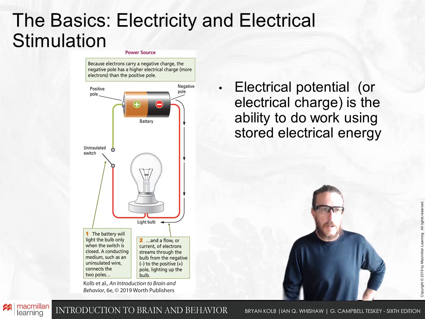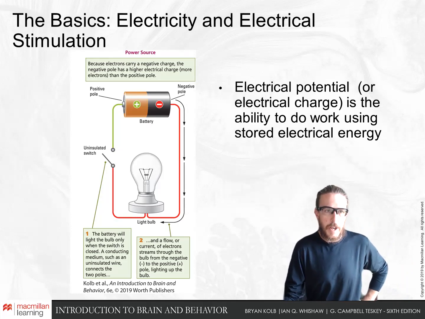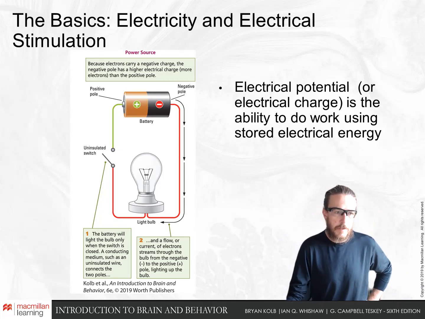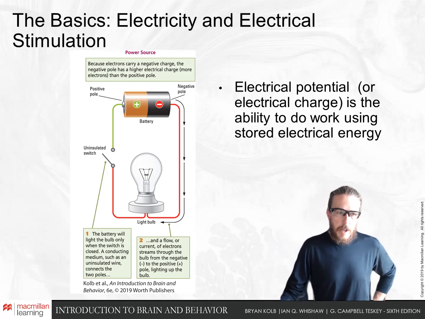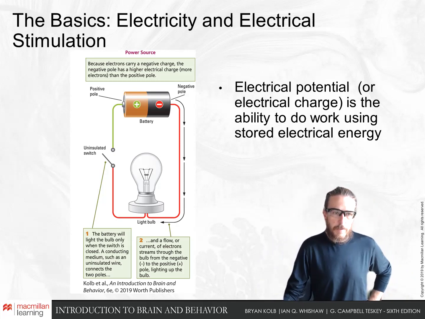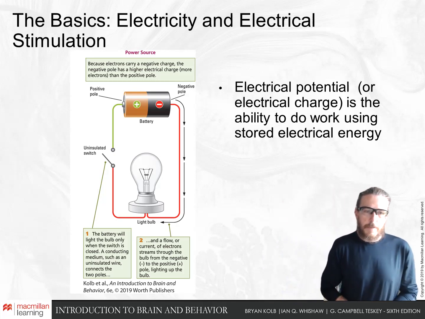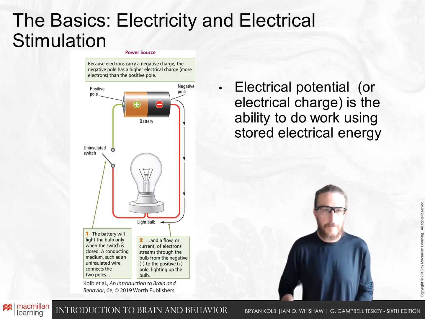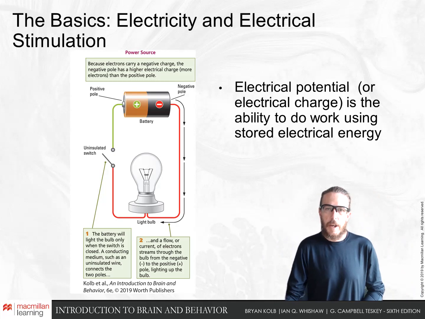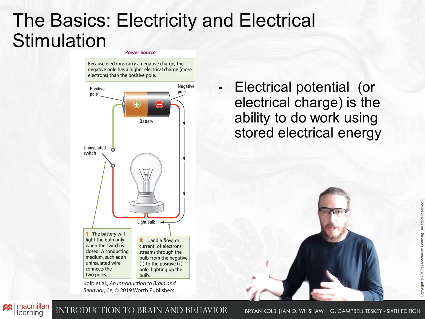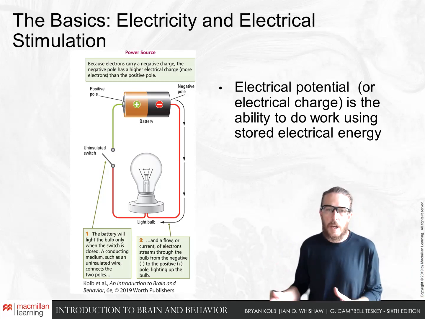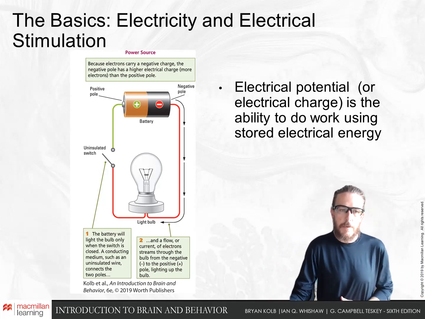Because the more electrons are on the negative side, we call this the negative because they have a negative charge and they're attracted to this positive side. So if we close this switch, the electrons will flow and light up this light bulb. And so electrical potential, which we'll talk about today in this case, is the ability for work to occur. The ability for this energy to move from here to here.